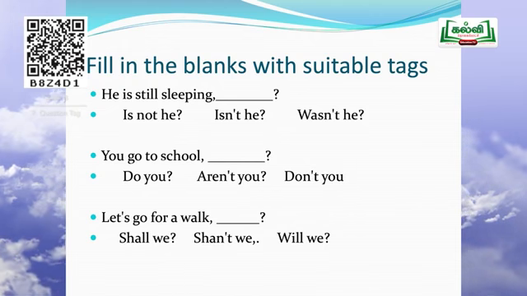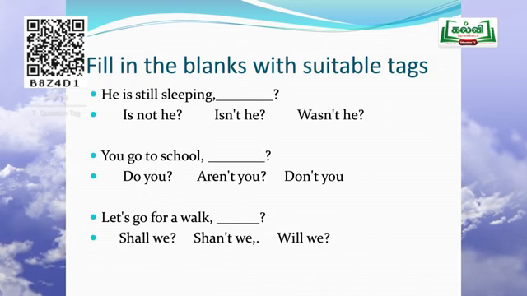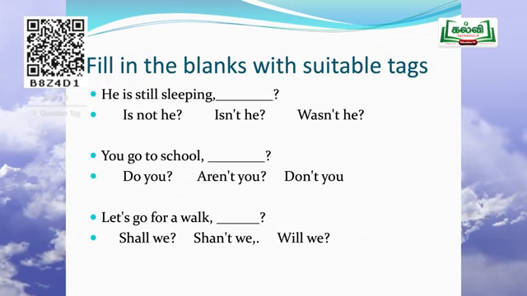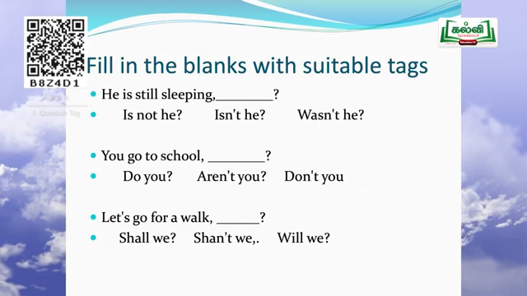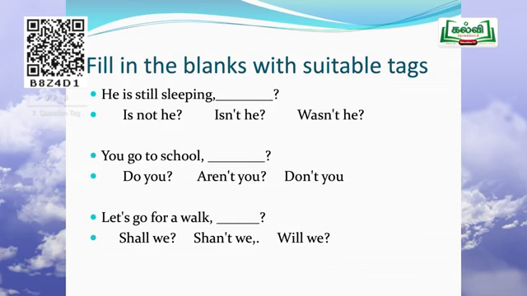The option B is right. You go to school. What is the tag? You go to school, don't you? Yeah, all right. Don't use the right option. Let's go for a walk. Shall we? Fantastic. You are doing good.